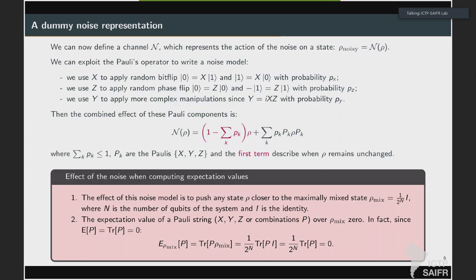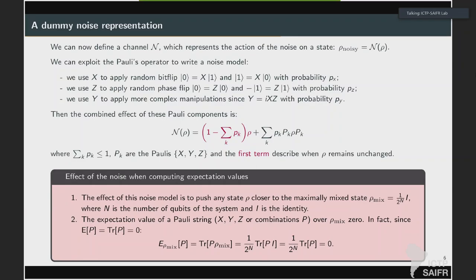And the Y is a combination of the X and the Z. It's a slightly more complicated way to contaminate the state. And in general, you can define this channel, the N channel, applied to the rho matrix, which is, in part, the red part, leaving the state untouched, unchanged. And in the second part, you are applying the Paulis to the state randomly, according to the probabilities pk we defined. A more generalized model could be the one in which you don't use the Paulis, you use Pauli strings.